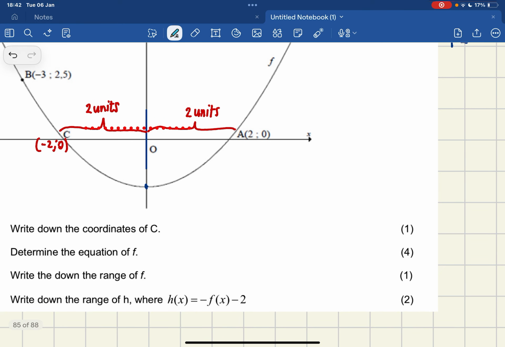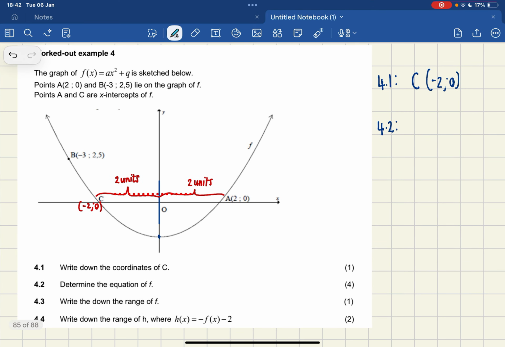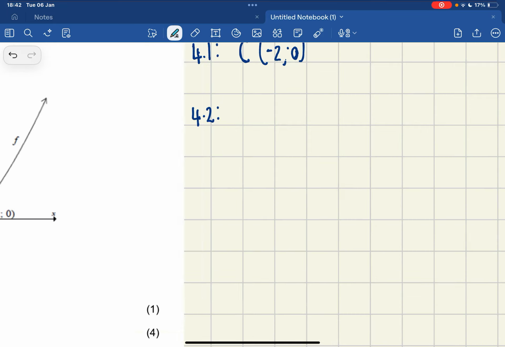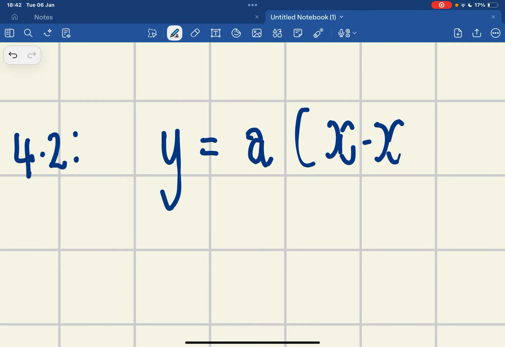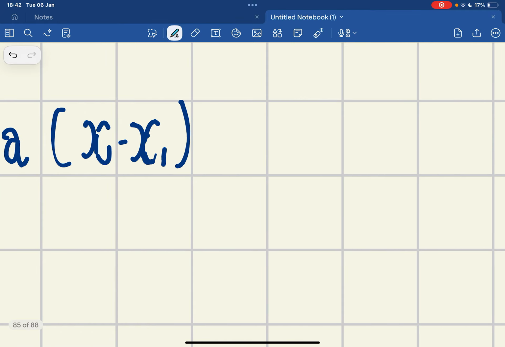Question 4.2. Determine the equation of f. Now, what are we given? They're asking us to determine the equation of a graph. What are we given? We're given the two x-intercepts. So what formula would we be using? We would be using our x-intercept formula. X minus x1, x minus x2.